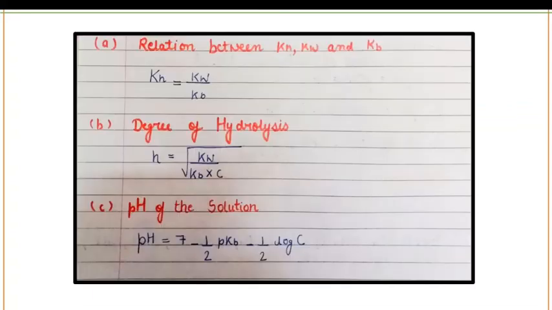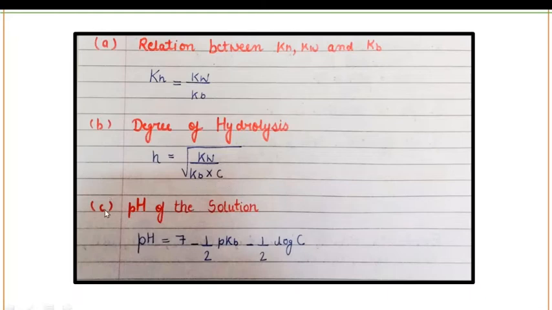Now, we have number 1: the relationship between KH and Kw and Kb in case of strong acid and weak base. You just need to memorize all the formulas. Okay, so if you talk about the relationship between KH, Kw and Kb, then KH will be equal to Kw by Kb. If you talk about the degree of hydrolysis, that will be equal to under root Kw divided by Kb into C.